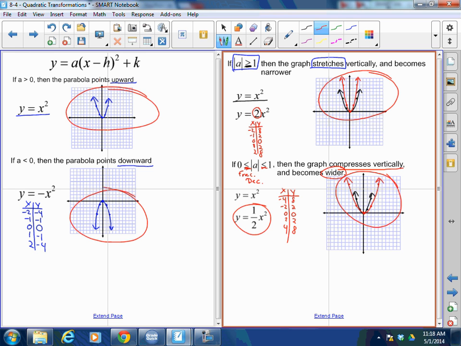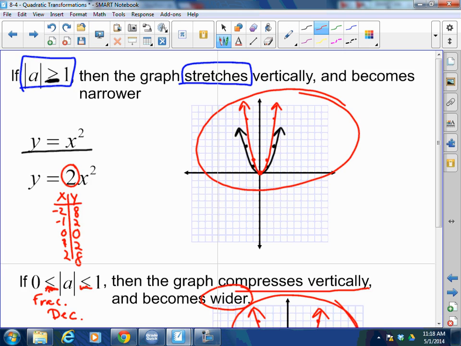Does that make sense? Yes, sir. The higher the A, the narrower it will get. So if I have y equals 50x squared and y equals 12x squared, the 50x squared is a lot more narrow than the 12x squared. Thank you, my brother. Okay, let's continue.